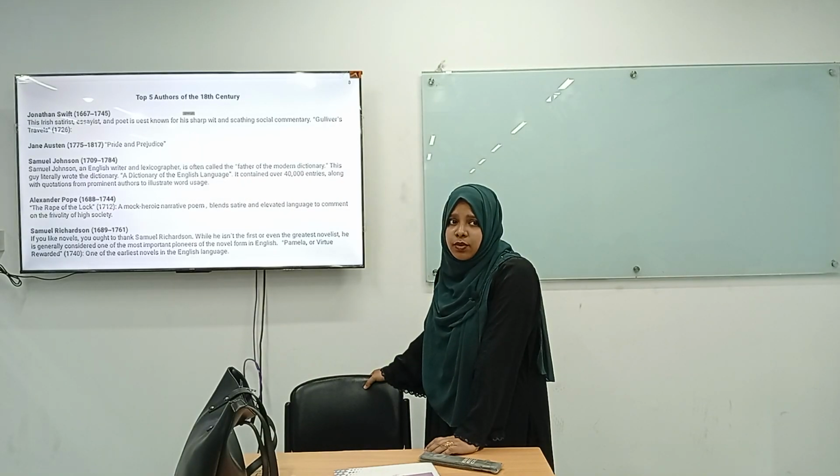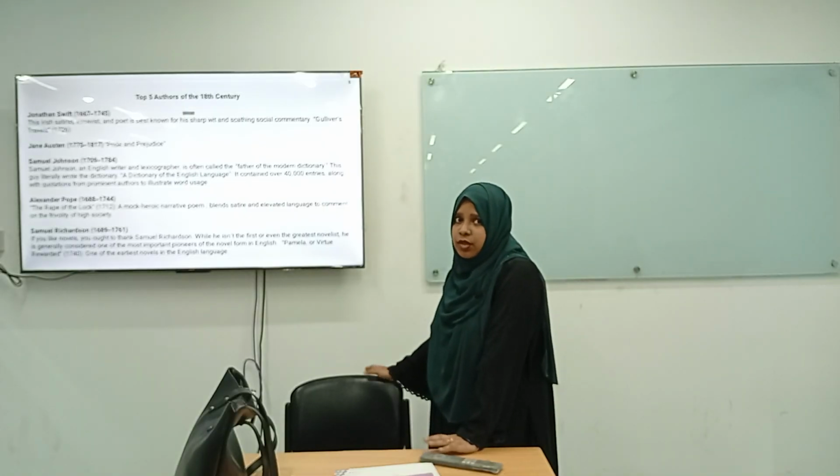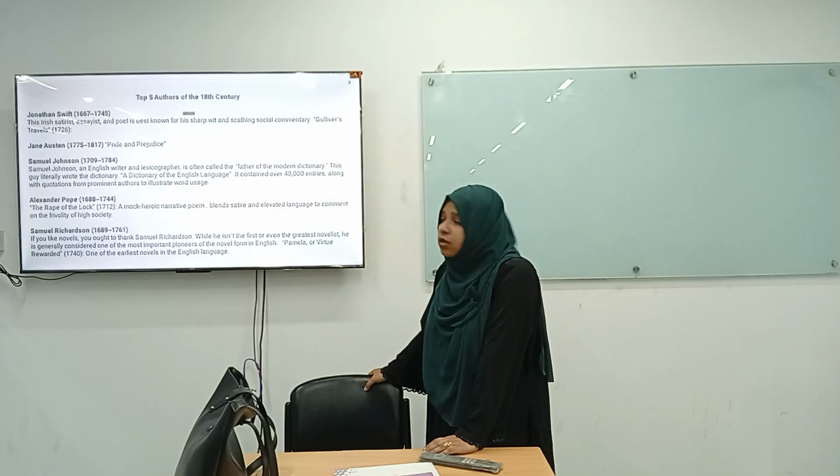Samuel Johnson is the person. Do you know him? Yes, ma'am. Who is he? He's a lexicographer. Lexicographer means dictionary writer. He's the first person who wrote a dictionary, and there were 40,000 entries, 40,000 word meanings. Also a critic. And then Alexander Pope, famous for writing The Rape of the Lock.